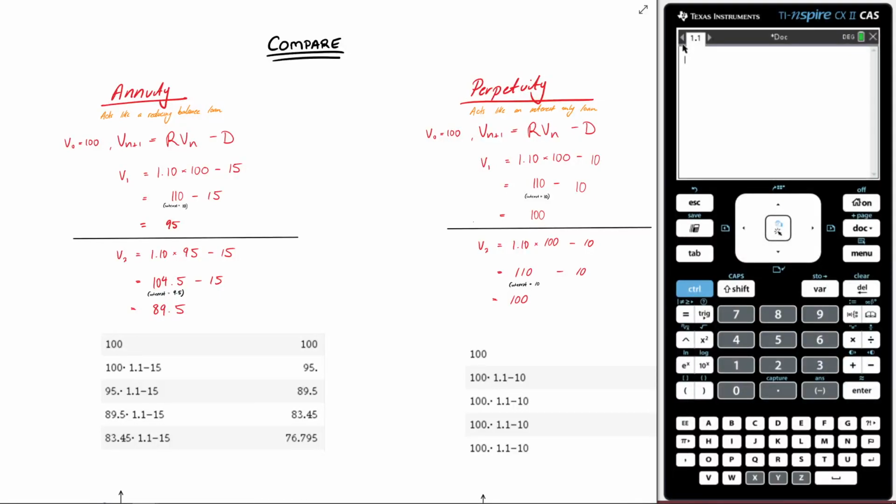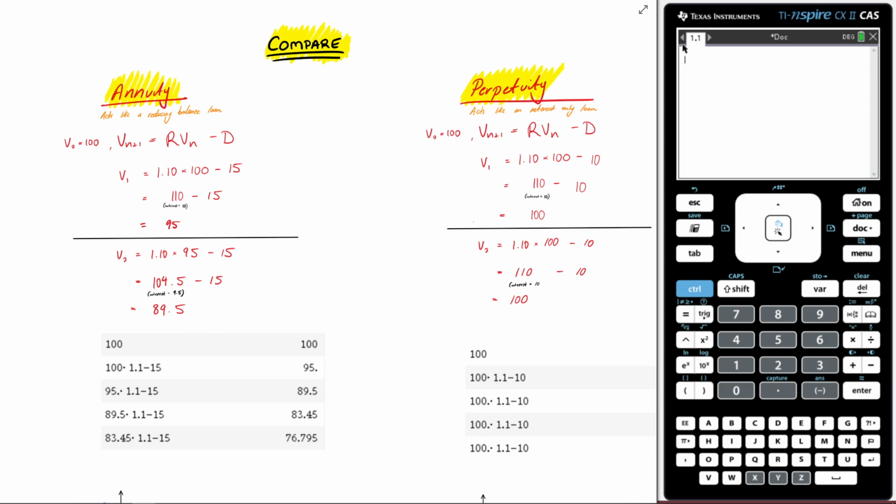All right, now it's time to do something very important, and that is to compare an annuity with a perpetuity. You don't have to write any of this down. Sit back, relax, take it all in because it is all so very important. All right, what's the difference between an annuity and a perpetuity?